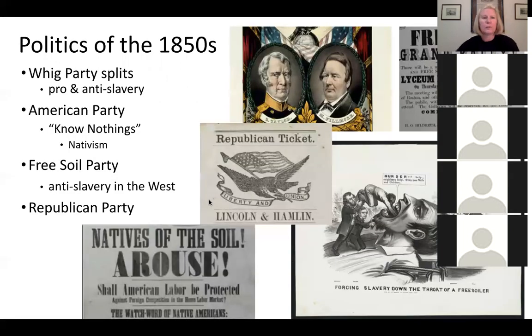Let's see if we can get another one. There you go. So in the 1850s, we see a lot of political changes. The second party system, which had been Democrats and Whigs since 1828, is essentially going to dissolve.